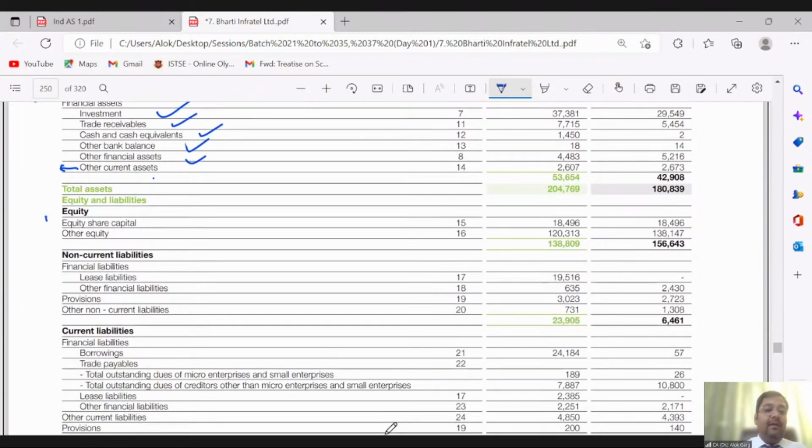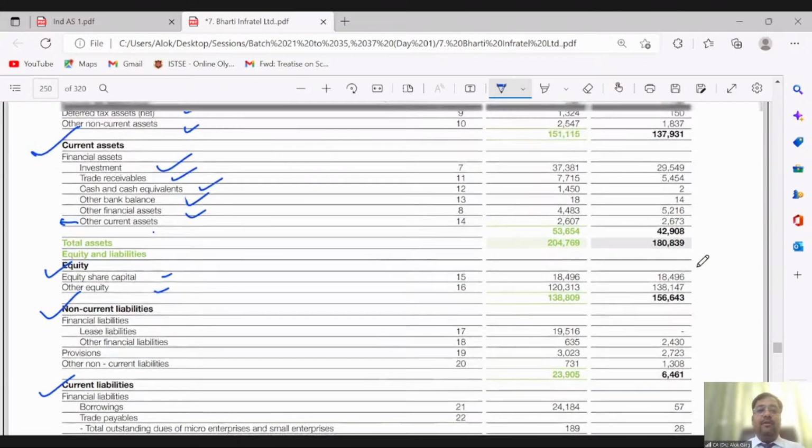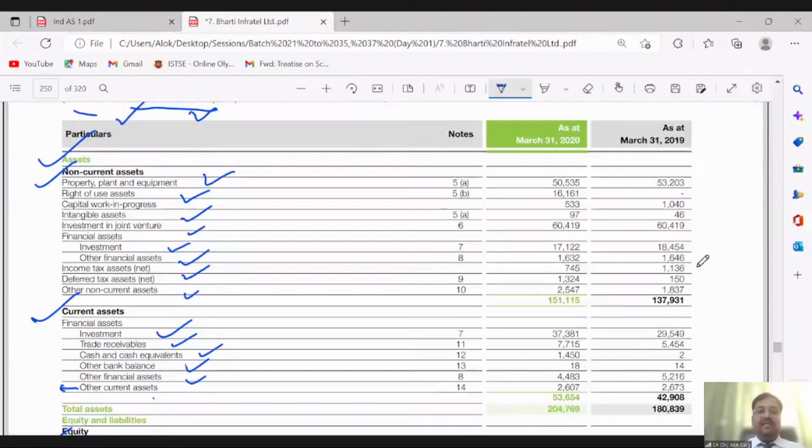Then there is equity, equity share capital, other equity, non-current liabilities, current liabilities. Note numbers, the note numbers are also given. In the note, there is a breakup of these assets and liabilities, right? Then there is a current year, then there is a previous year, right? So the format of balance sheet is given in the division 2 to schedule 3.